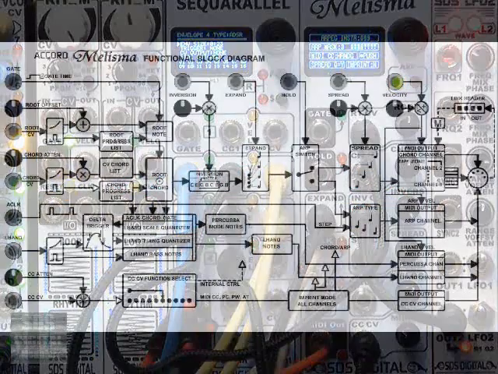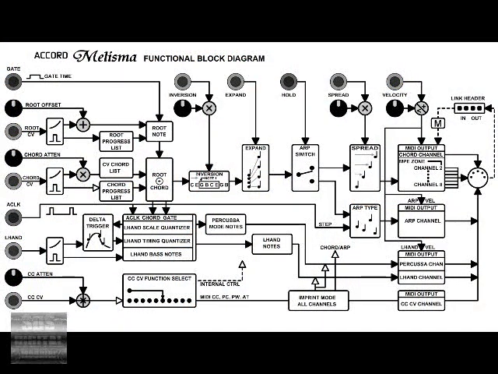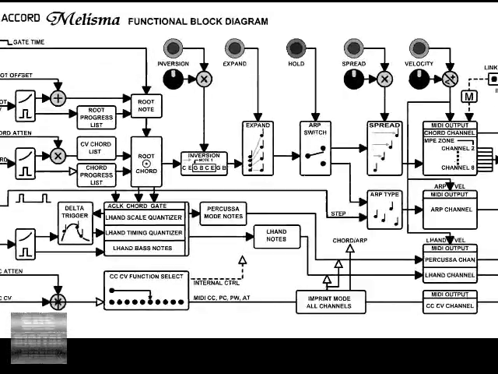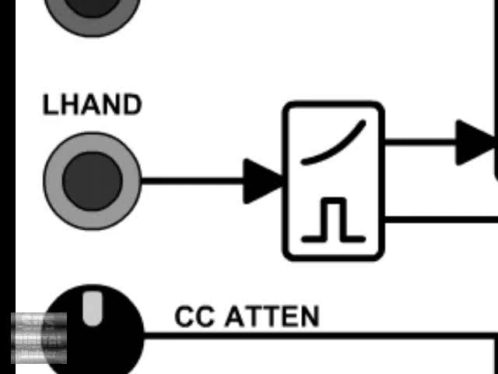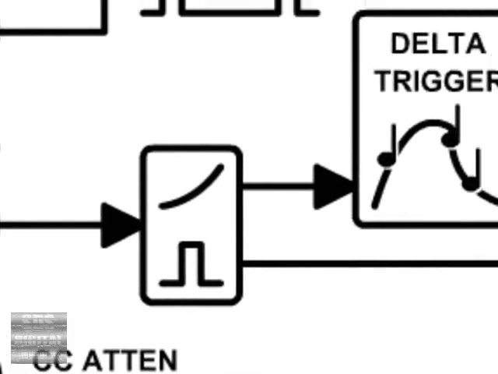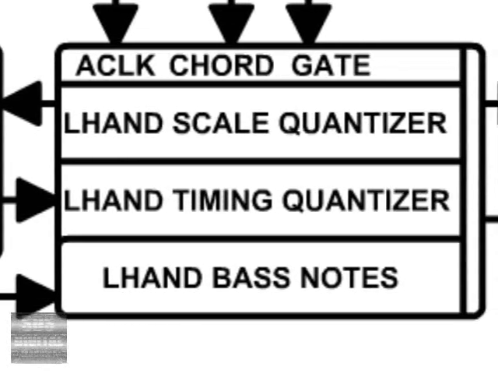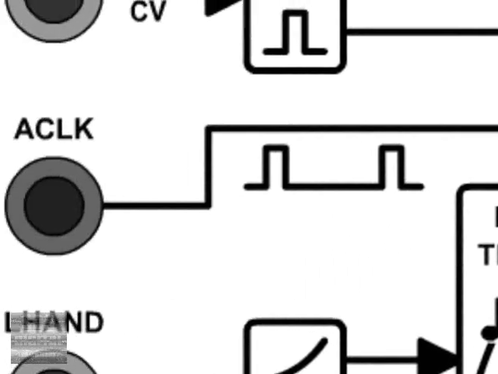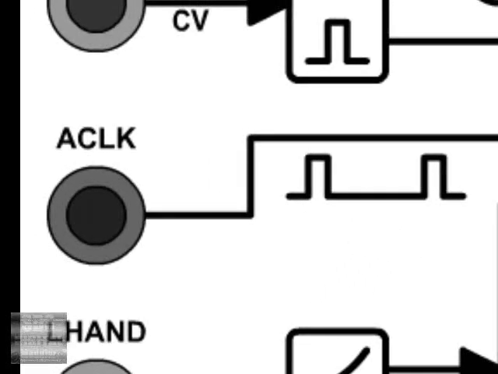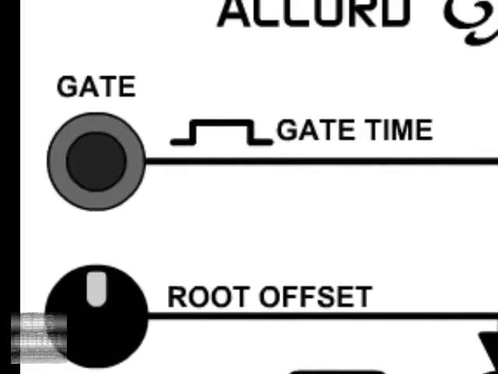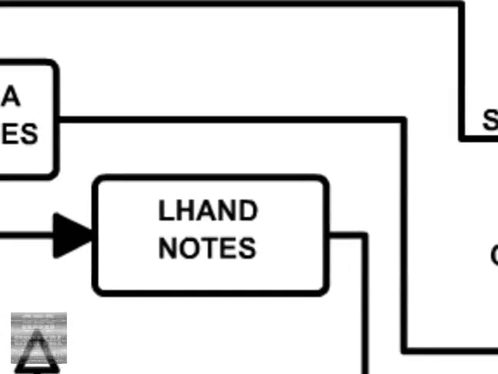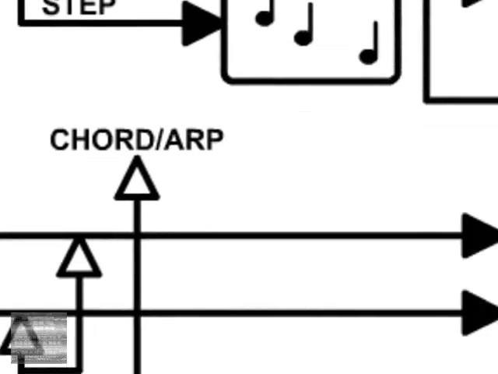LHAND is a single jack note player accompaniment to the main chords or arpeggiator generators, thus left hand. The LHAND jack's input is fed to a delta trigger with adjustable sensitivity that quantizes and triggers notes, locked to the chord scale or not, based on a timing source. The timing can be derived from the ARP clock input, A clock, or the gate input's gate lengths, or from a user set time base to trigger notes at the present CV at 1 volt per octave, to be sent over the LHAND MIDI channel.